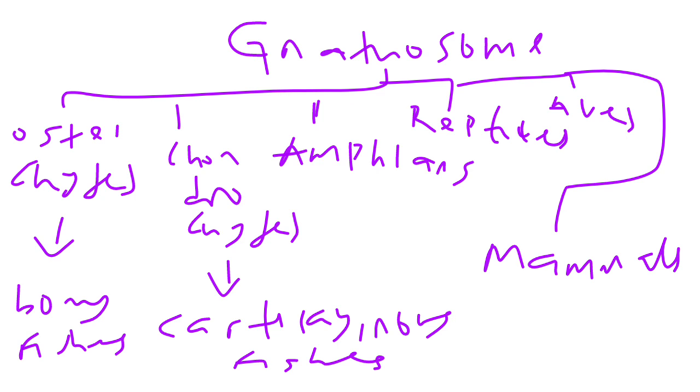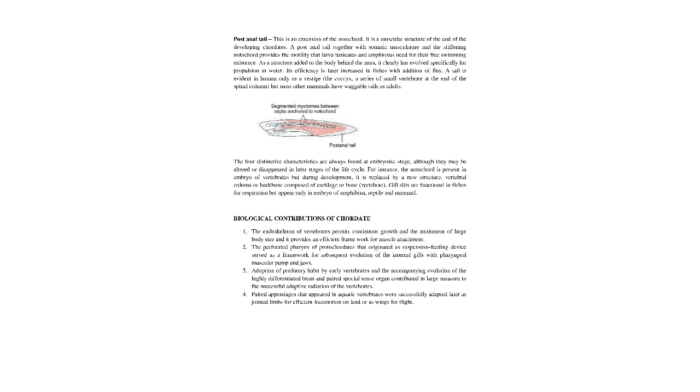Amphibians, they are the ones that can live on both land and water. Reptiles, aves, and mammals, they are the ones that live strictly on land. So osteochites and chondrochites are restricted to water. Amphibians can live on both land and water. Reptiles, aves, and mammals are restricted to land, you understand? So these are the classification, and this is what they actually put here.